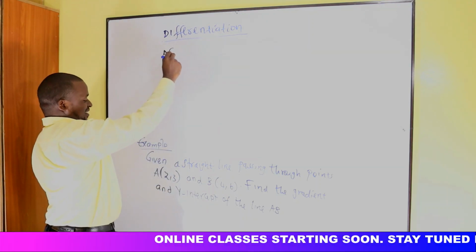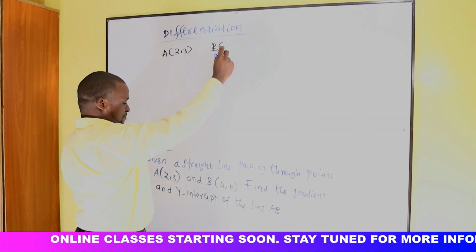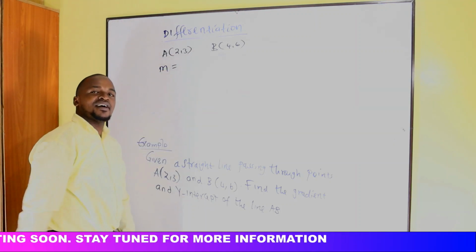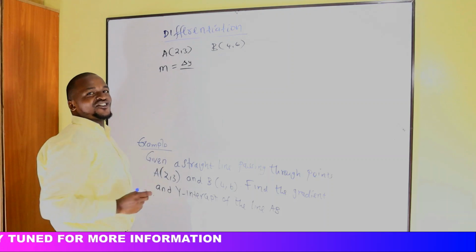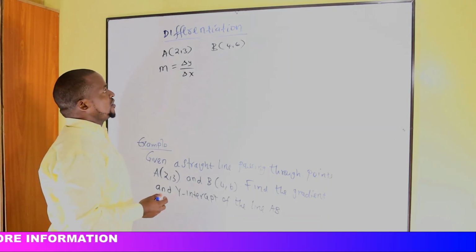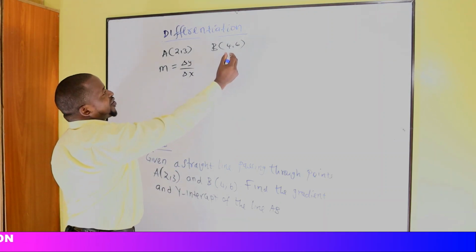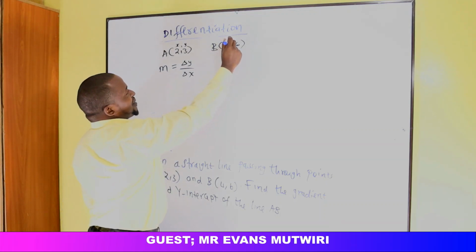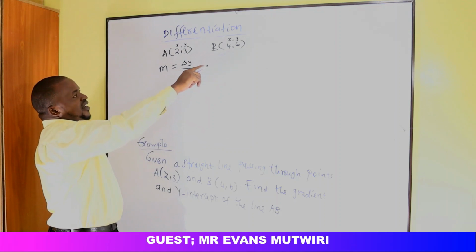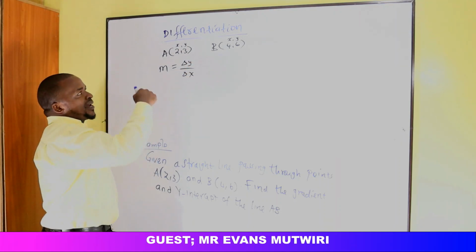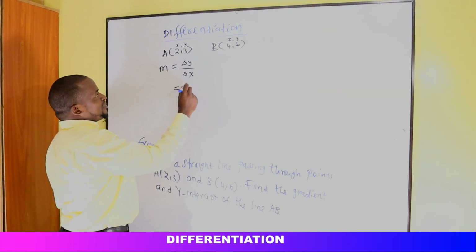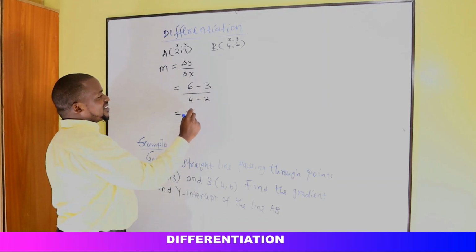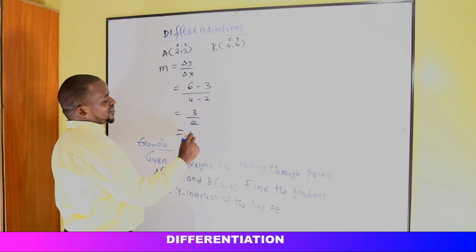So we are given point A (2, 3) and point B (4, 6). And we have seen that gradient m is given by the change in y over change in x. So you're going to take the y value of the coordinate. Remember, 2 is the x coordinate and 3 is the y coordinate. The same case applies to B here. So change in y, you're going to take the y value in our second coordinate minus the y value in the first coordinate. So it will be 6 minus 3. Then change in x will be 4 minus 2. This will give us 3 over 2, or 1.5.